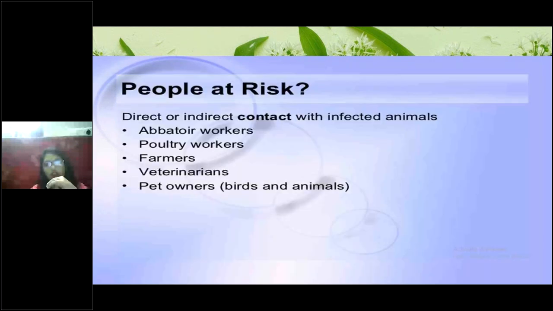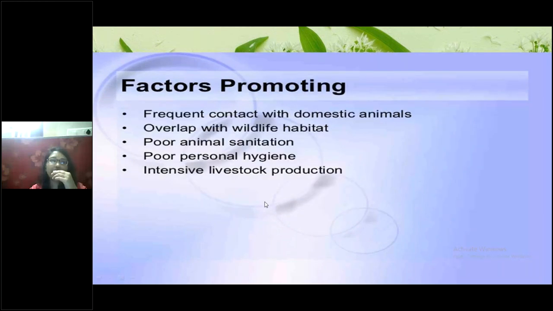So who is most at risk? Naturally, those people who come more in contact, maybe direct or indirect contact, with infected animals, like abattoir workers, poultry workers, farmers, veterinarians, and pet owners. And the factors which can promote it are naturally frequent contact with animals, overlap with wildlife habitat, like Bear Grylls going into the forests and eating all sorts of things.